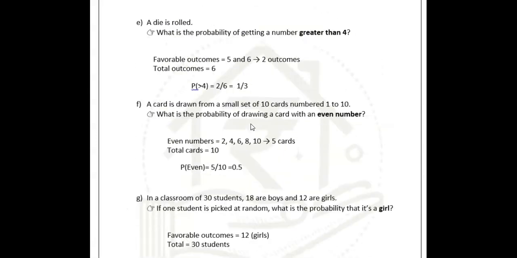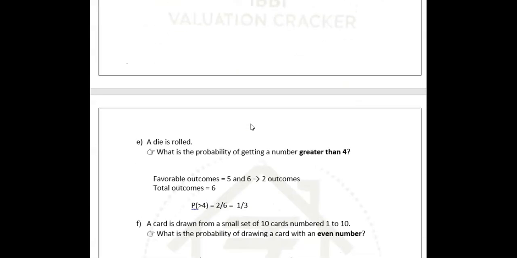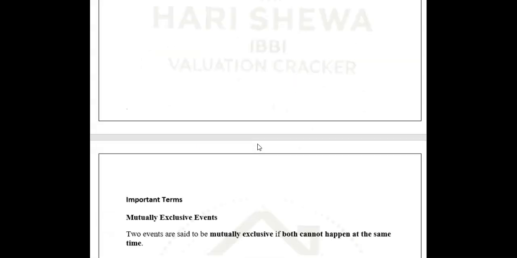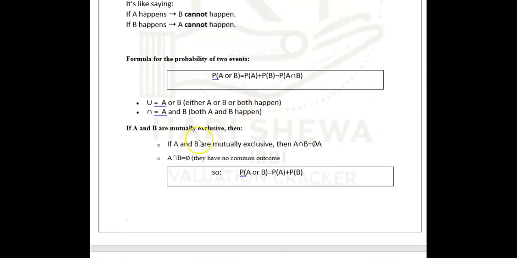Sometimes a very simple question of this type comes in the MCQ. You practice only these 6 to 7 MCQs, these 6 to 7 examples, and remember the mutually exclusive event or probability of two events formula.